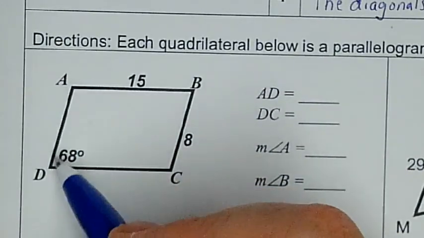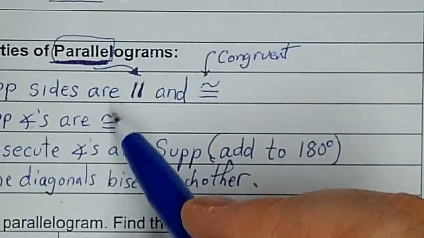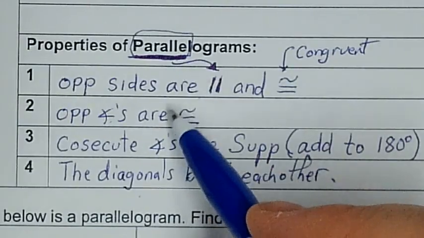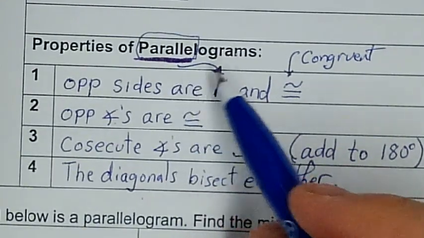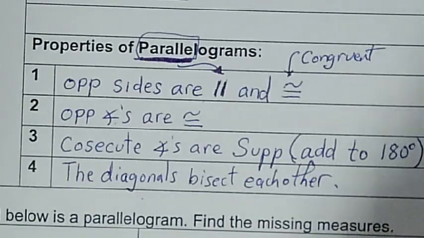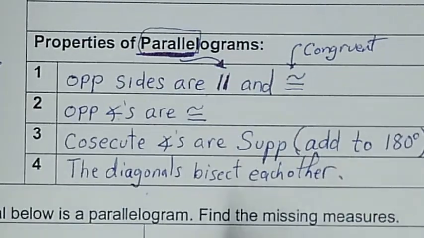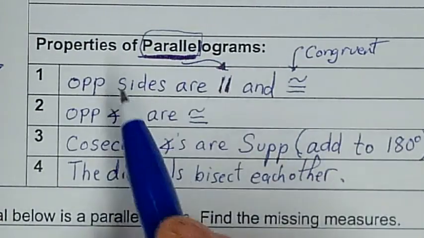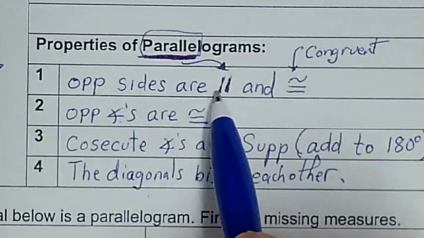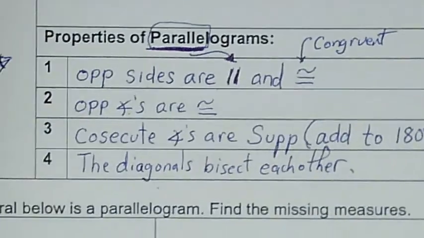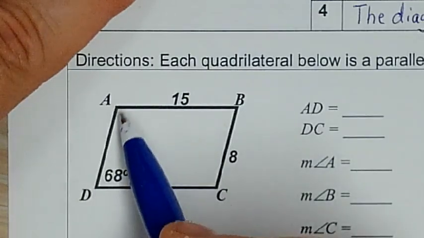If you're not sure, look at all of these properties and see which one can relate to the side. Now, if you're talking about 180, that's angles, but we're not talking about angles. Look at opposite sides are parallel and congruent. So we recall, we look at this and we say opposite sides. If I want to know this length, what do you think it's going to be? What is AD the opposite of?